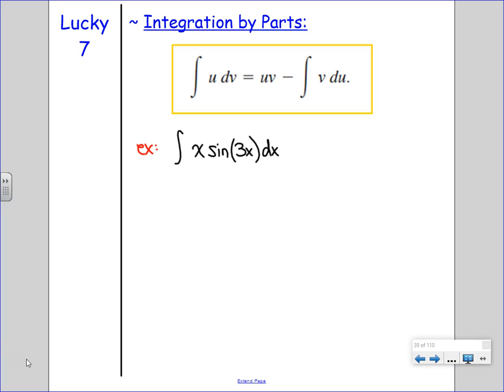Okay? So we're able to look at an integral and in essence deal with two separate pieces. A u of one function and a dv of another.